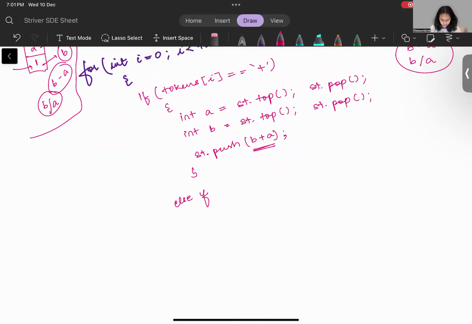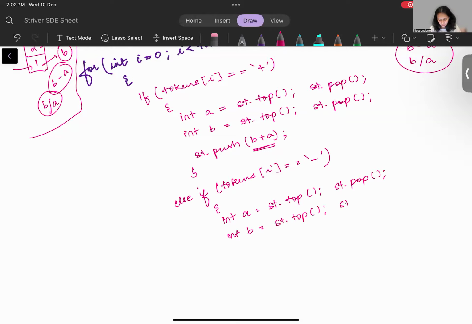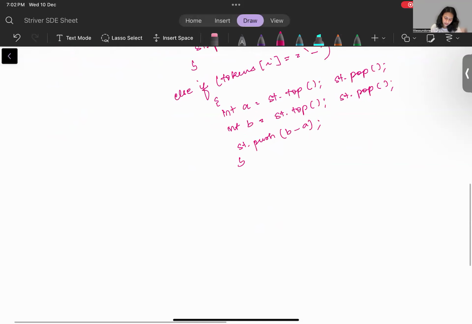Now, else if your tokens i is your subtraction operator, it is going to be same: integer a stack dot top, stack is going to pop it off, integer b stack top, stack is going to pop it off, and then you're going to push b minus a. I hope you get that, right? Then next, okay, 1 second.